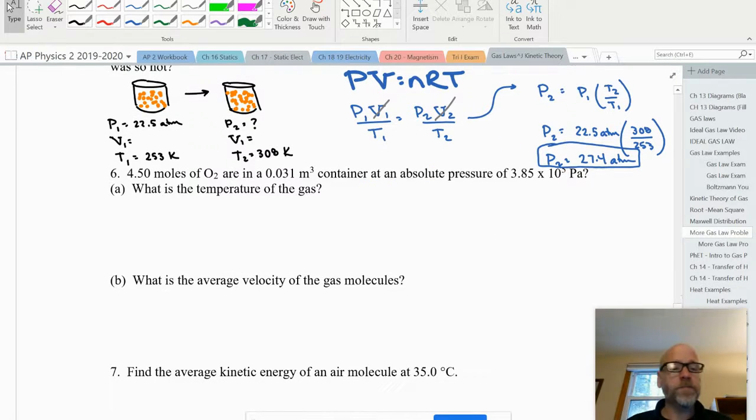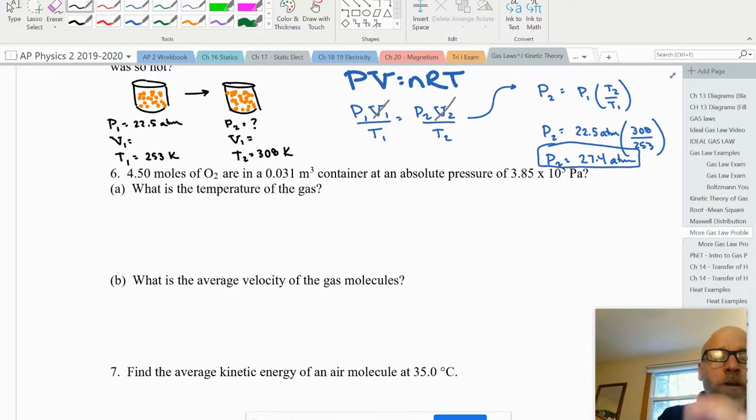Number 6. 4.5 moles of oxygen gas are in a 0.031 meter cubed container at an absolute pressure of 3.85 times 10 to the 5th pascals. A, what is the temperature of the gas? B, what is the average velocity of the gas molecules? Hey, finally, we get to do one of those.